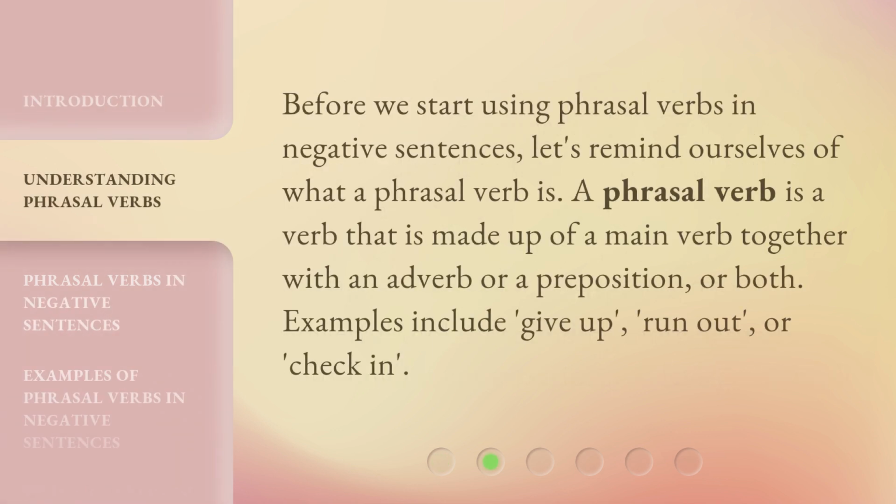Before we start using phrasal verbs in negative sentences, let's remind ourselves of what a phrasal verb is. A phrasal verb is a verb that is made up of a main verb together with an adverb or a preposition, or both. Examples include give up, run out, or check in.